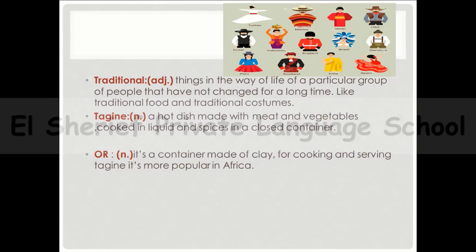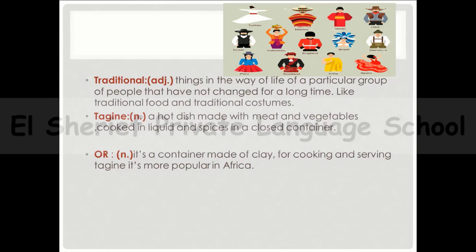And now let's move to another word. We have this word tagine. What do I mean by it? Listen to this example. May I say, the lamb tagine has a rich spicy sauce. Again, the lamb tagine has a rich spicy sauce.